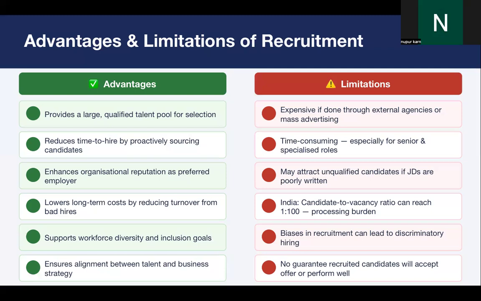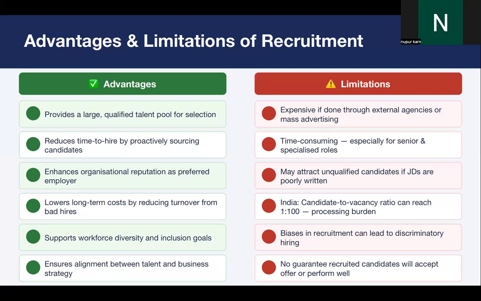Inclusion has also become an important goal of any organization, that you have to include people from the different strata of the society, from the different religions, from the different castes, from the different social status, economic status. So this will also achieve the inclusion goals. So this is one of the important advantages of recruitment.